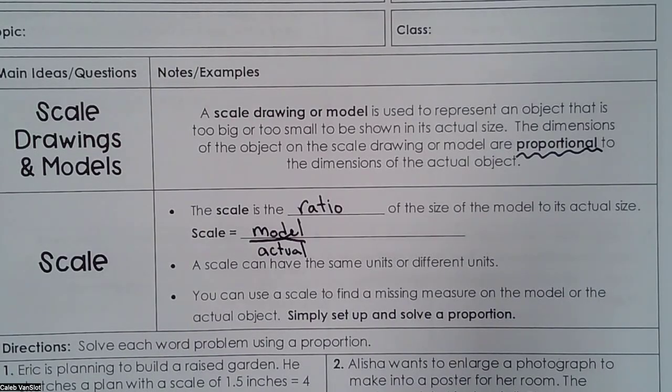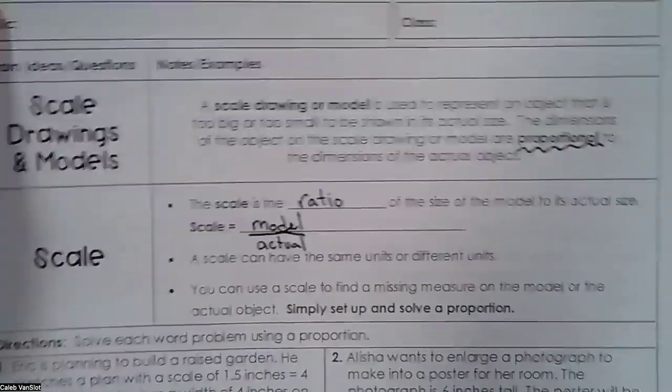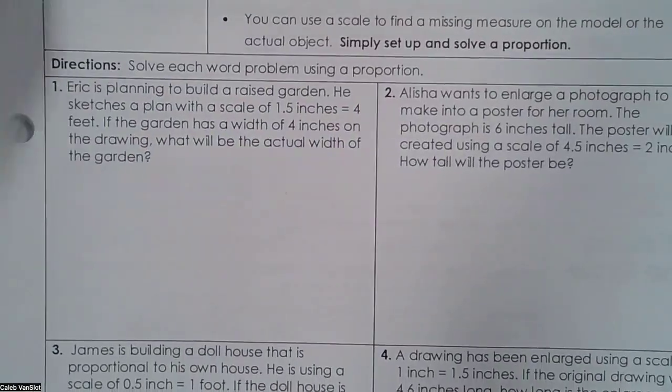Okay. A scale can have the same units or different units. And you can also use a scale to find a missing measure on the model or on the actual object, which is what we were doing with proportions that had variables, right? We were looking for a missing piece. So let's take a look at some of these examples and jump right in.